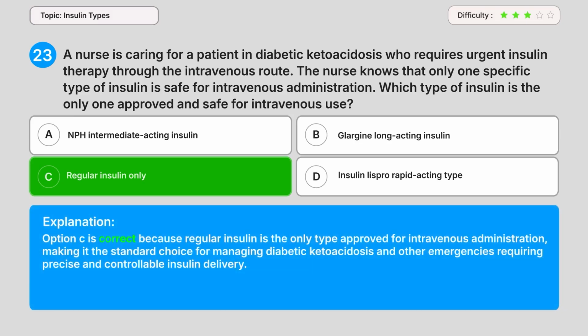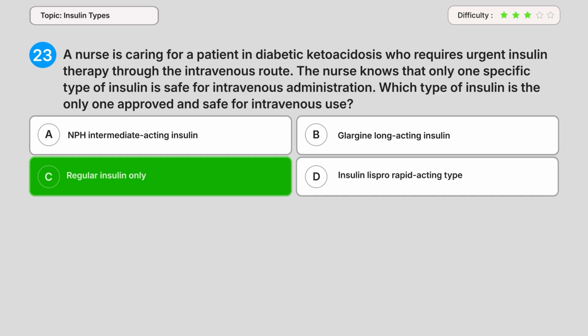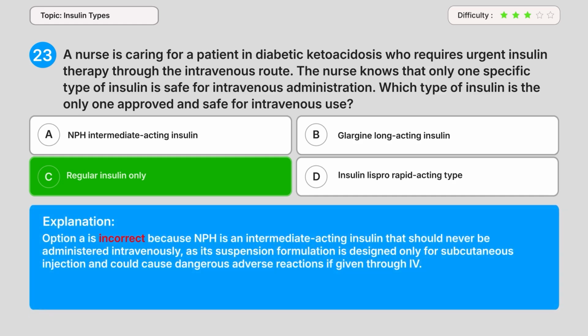Explanation. Option C is correct because regular insulin is the only type approved for intravenous administration, making it the standard choice for managing diabetic ketoacidosis and other emergencies requiring precise and controllable insulin delivery. Option A is incorrect because NPH is an intermediate-acting insulin that should never be administered intravenously, as its suspension formulation is designed only for subcutaneous injection and could cause dangerous adverse reactions if given through IV.